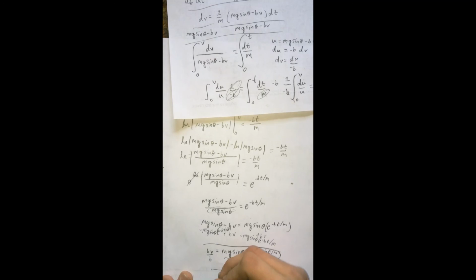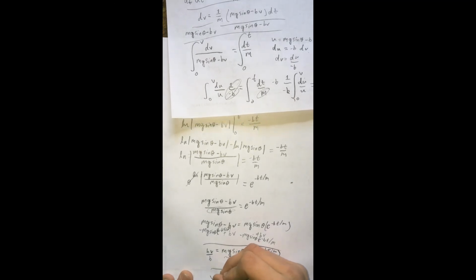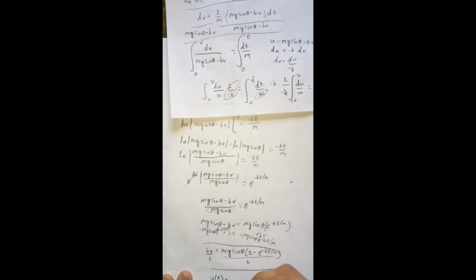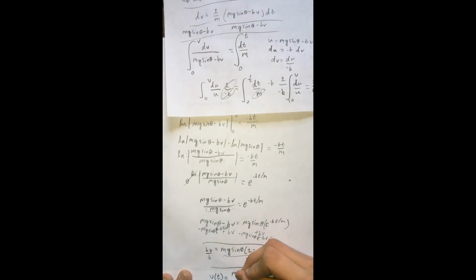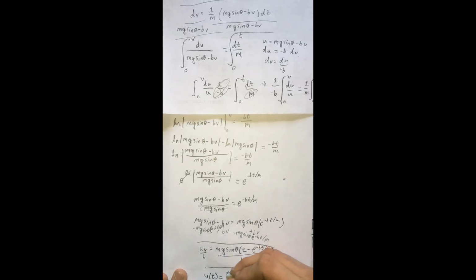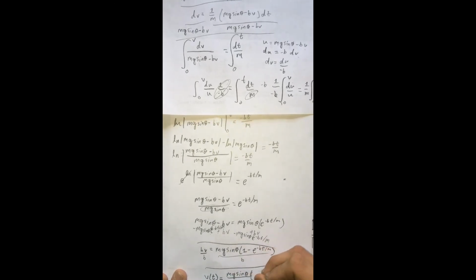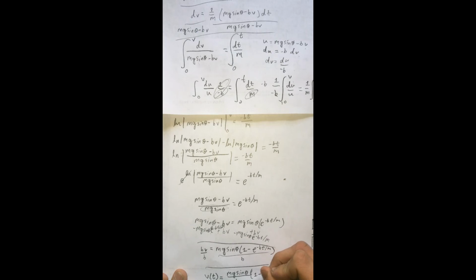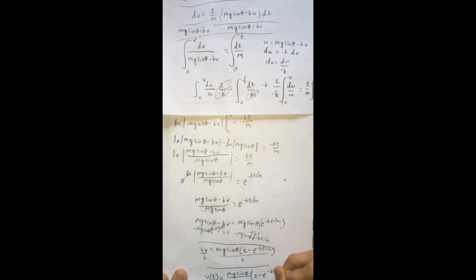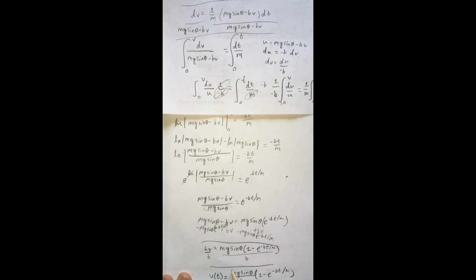And then finally, we divide each side by b, and we get that our velocity as a function of time, v of t, is equal to mg sine theta over b times 1 minus e to the negative bt over m. There's our velocity function.